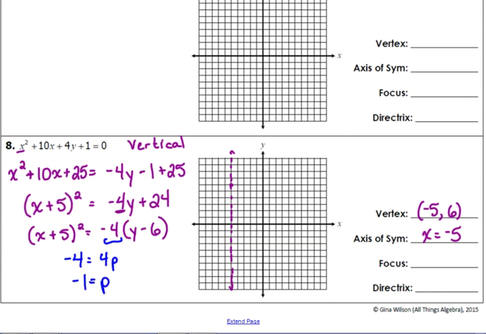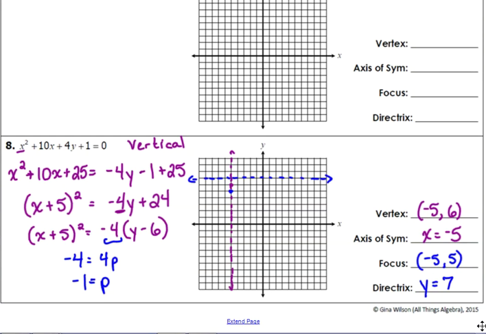If P is negative, it's going to open down. So that means our focus is 1 unit away. So it's 1 unit below our vertex. So negative 5, positive 5. It's going to be where our focus is. Our directrix is 1 unit above, and is a horizontal line. Y equals 1 unit above our vertex, so y equals 7.